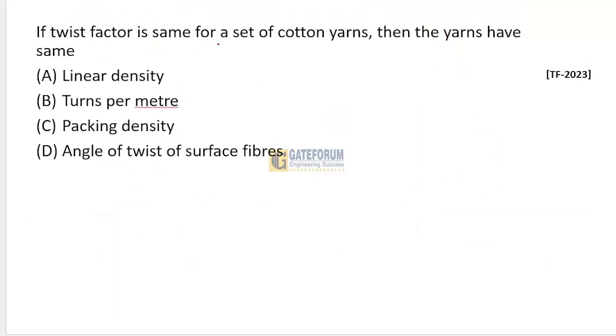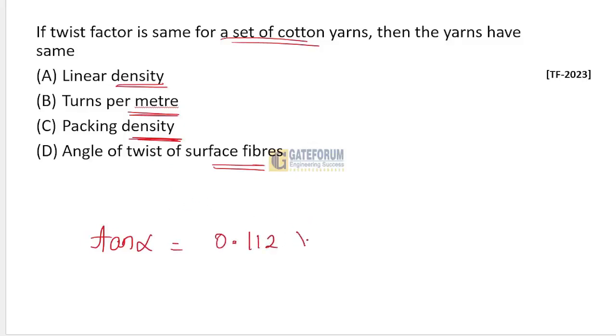If the twist factor is the same for a set of cotton yarns, then do the yarns have the same linear density, turns per meter, packing density and angle of twist of the surface fibers? You know that for the twist factor, if it is the same, then tan alpha is equal to 0.112 into square root of Vy into Tf.